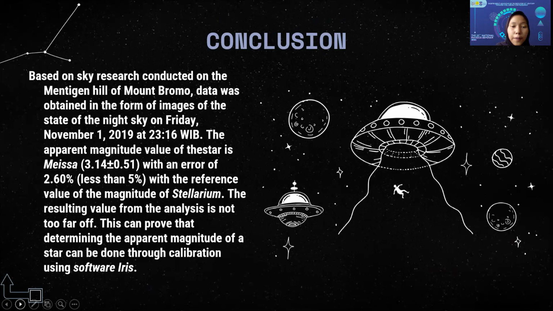The apparent magnitude value of the Mesa star is 3.14 plus minus 0.51 with an error of less than 5% with the reference value of the magnitude of Stellarium. The resulting value from the analysis is not too far off. This can prove that determining the apparent magnitude of a star can be done through calibration using software IRIS.